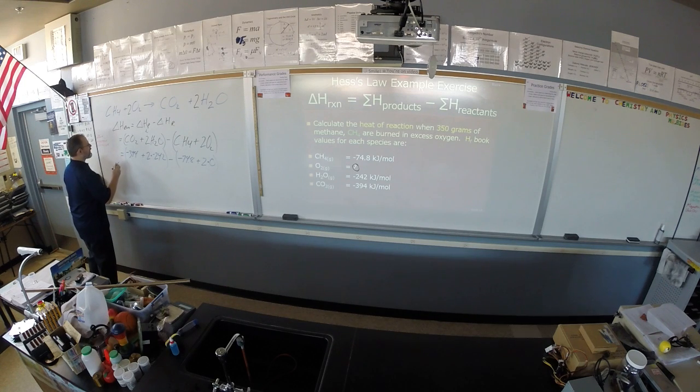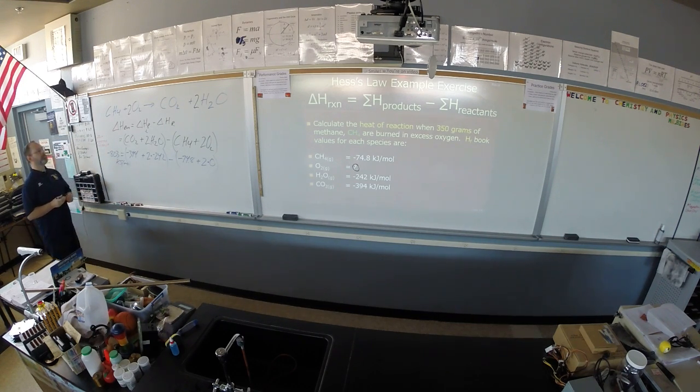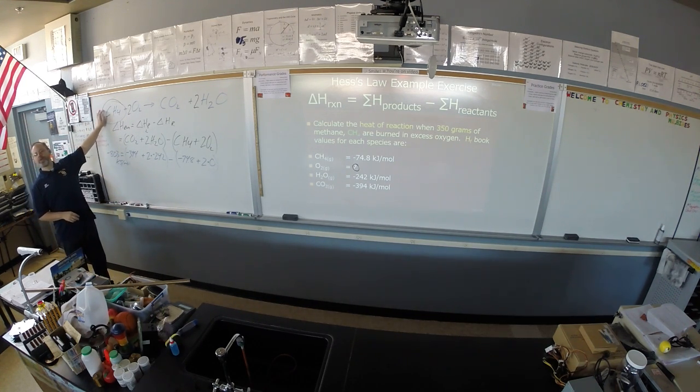Okay, so what do you got for this highly exothermic process? Negative 803 kilojoules per mole. Kilojoules per mole of what? Methane. Kilojoules per mole of methane, because there's a 1 here. If this was a 2 up here, what would you do to this number? You would double it. Okay, so there's our enthalpy of reaction.